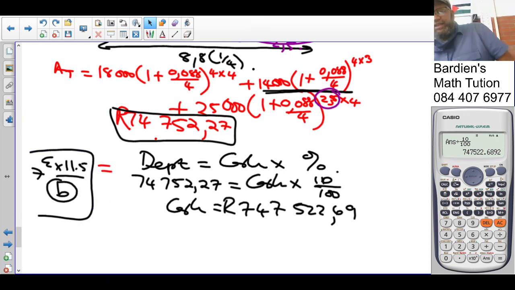Any other problems with 11.5? Right, your homework will be 11.5 even numbers. 11.5 the even numbers, okay?